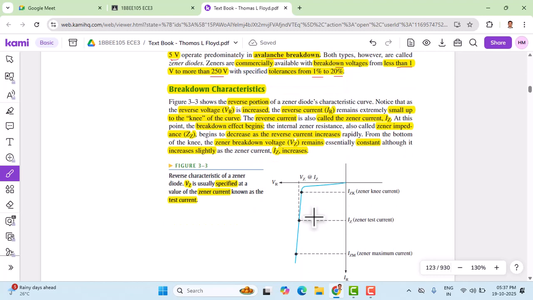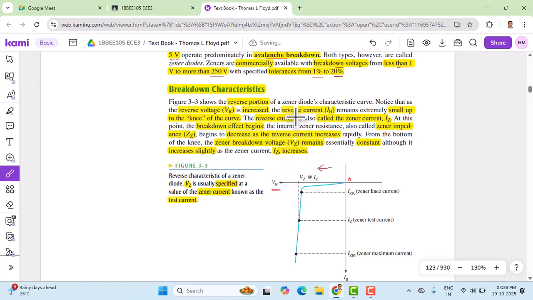Now let's have a look at the breakdown characteristics. Figure 3.3 shows the reverse portion of the Zener diode's characteristic curve. We have already discussed both forward and reverse characteristics, and now let us pay attention to the reverse portion. Here VR is the reverse voltage. If we start at 0 and the reverse voltage keeps increasing, what happens?